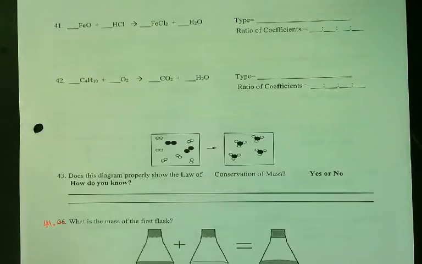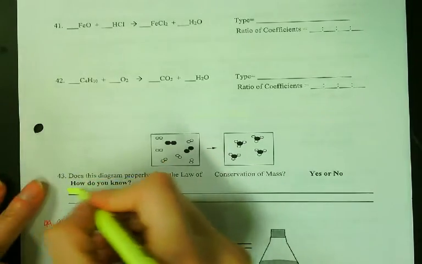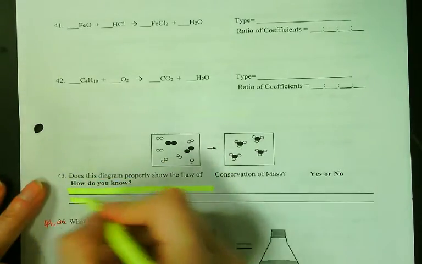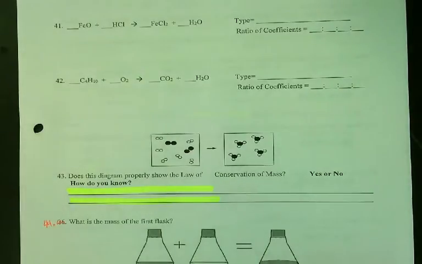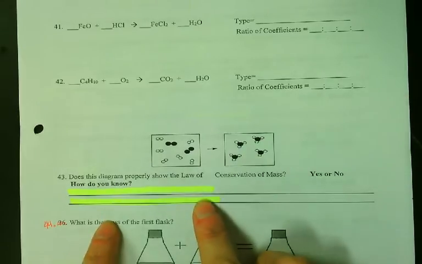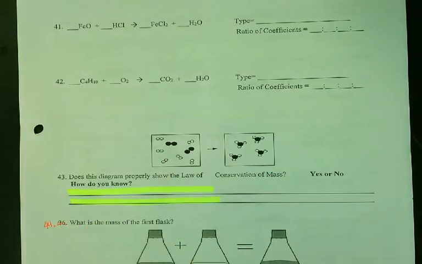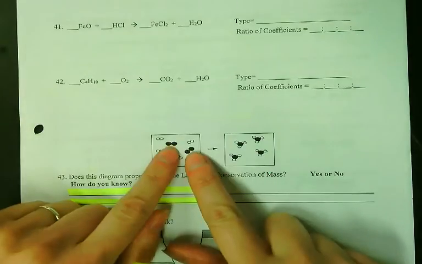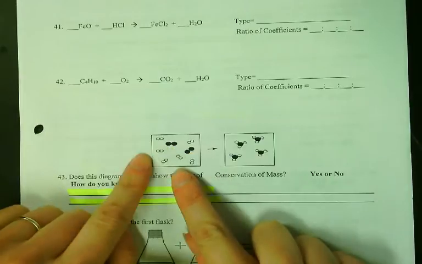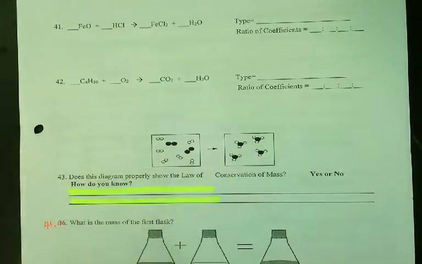It's asking you, does this diagram properly show the law of conservation of mass? You need to say yes or no and how you know. Okay, we had one just like this on your quiz. I'd like you to talk about this as a group, but you need to say how you know. Ultimately, you need to count how many you have before and after and compare. Remember, dark circles cannot be created or destroyed, and light circles cannot be created or destroyed. That's the law of conservation of mass from page 1.